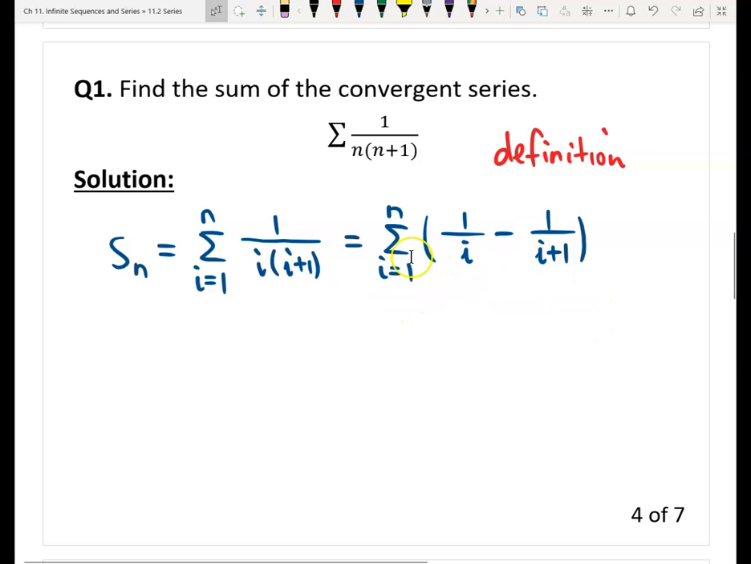Now, what do we do? Let me just write all the terms and see what we can do with that. This term, what do we have? Write the first term, which means take i equals 1. That's 1, right?